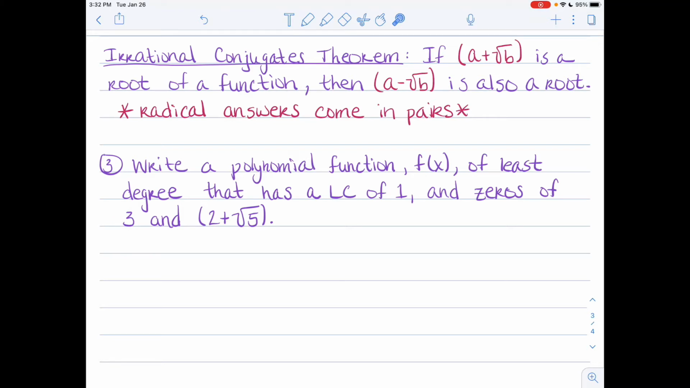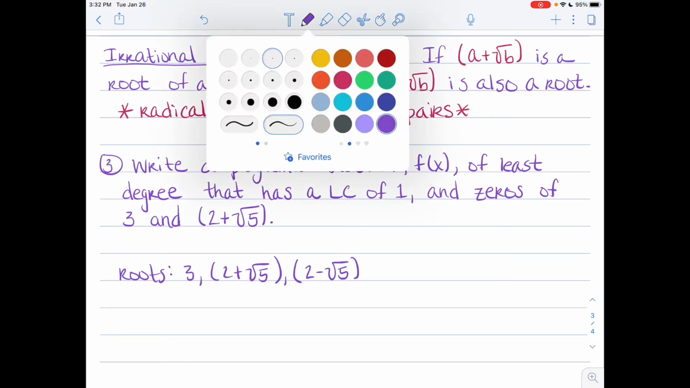But we have to remember that there is a third solution. If we have a 2 plus square root of 5, we must also have a 2 minus square root of 5. So let's go ahead and write the roots that we know we have. We're going to have 3 of them. So our roots are 3, 2 plus square root of 5, and then the one that's not written, but it's implied because radical answers come in pairs, 2 minus square root of 5.